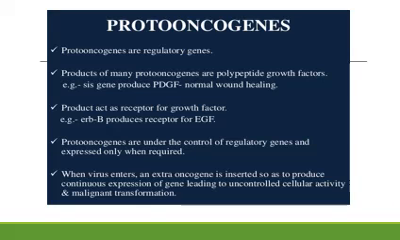Now what are proto-oncogenes? Proto-oncogenes are regulatory genes. The products of many of these proto-oncogenes are polypeptide growth factors. For example, the cis gene produces PDGF or platelet-derived growth factor, which is required for normal wound healing. The products may also act as receptors for growth factors. For example, the ERB gene produces receptors for the epidermal growth factor.